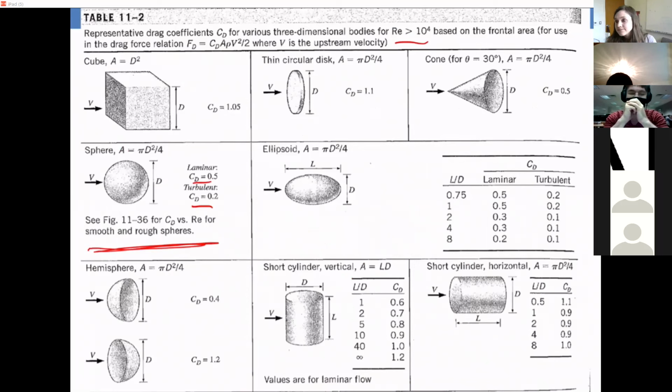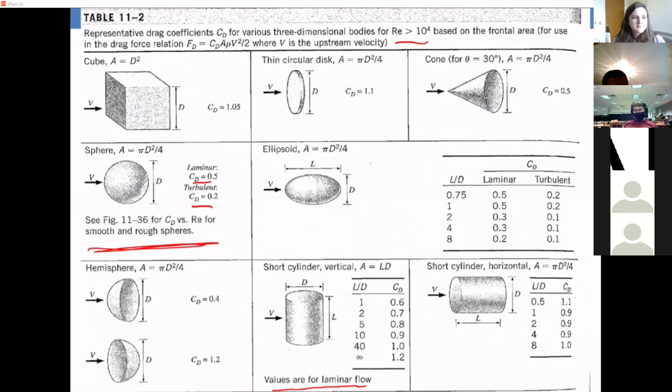Dr. Nickerson, this table is only for Reynolds numbers higher than 10 to the fourth, right? It is. But is this laminar one an exception to that? Yes, it's an exception. When it says greater than 10 to the fourth, it means unless it says otherwise. So the spheres are a special case where it tells you this. Or if you were using this cylinder, that would be for laminar flow.